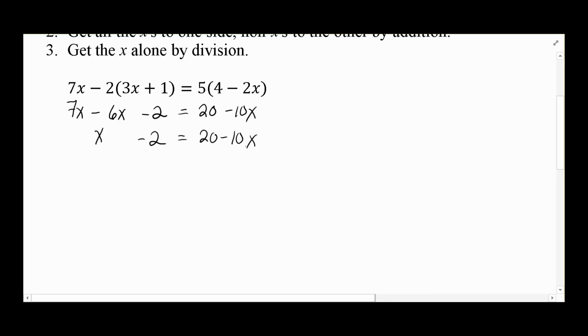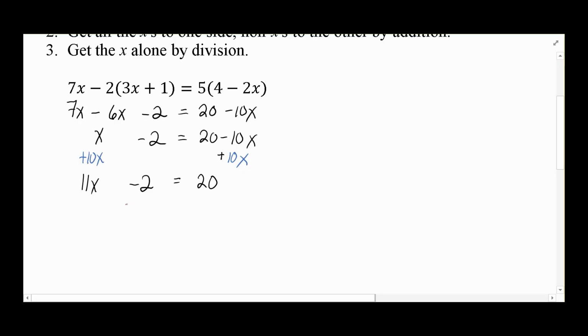All right, so now we're done cleaning it up. But then the next step is to bring all the x's to one side, non-x's to the other. So we could go ahead and add 10x to both sides. That will get all the x's to the left. That way we have 11x minus 2 equals 20.